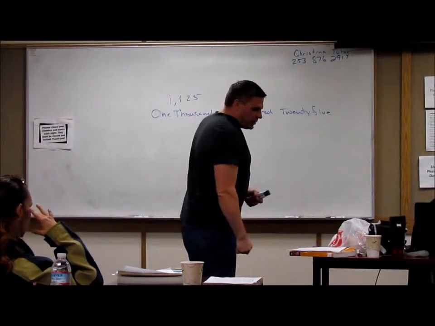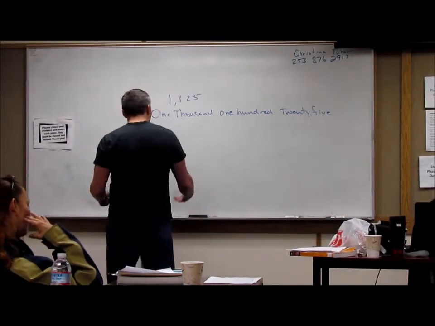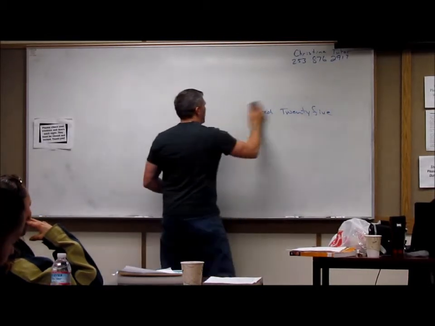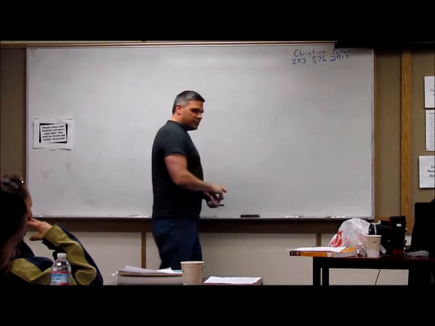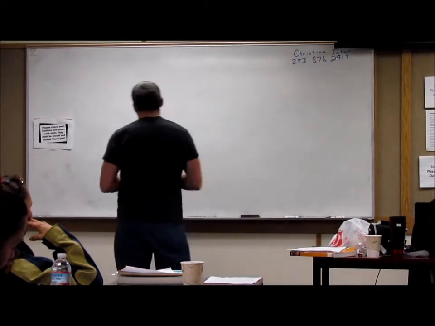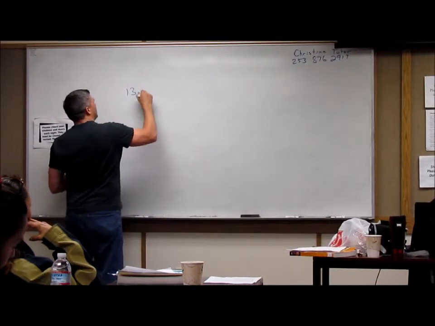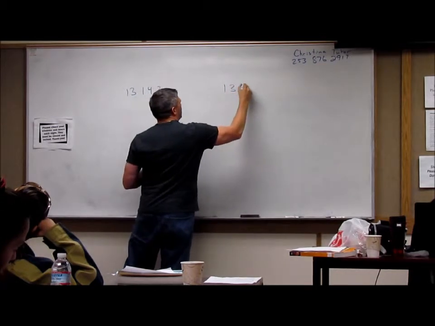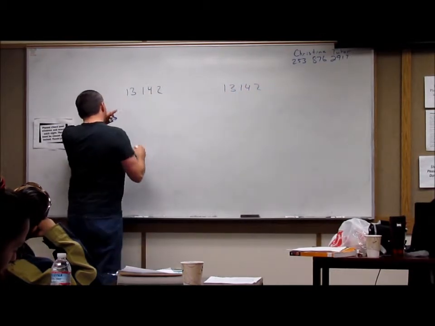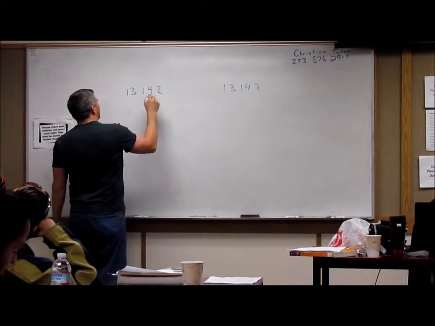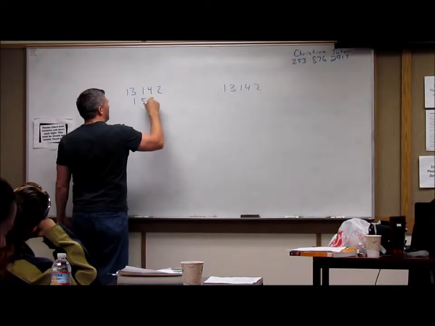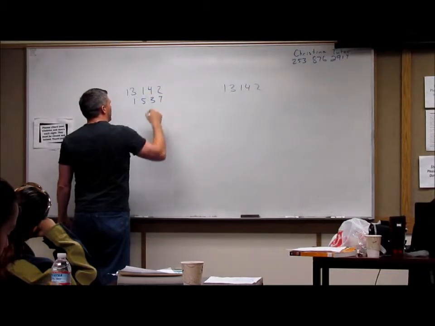Okay. Then when they ask you to just subtract, again, two ways to subtract. Okay? And I'm going to show you both ways. So let's just take a number, 13,142, and let's just take the number 1537. Okay.